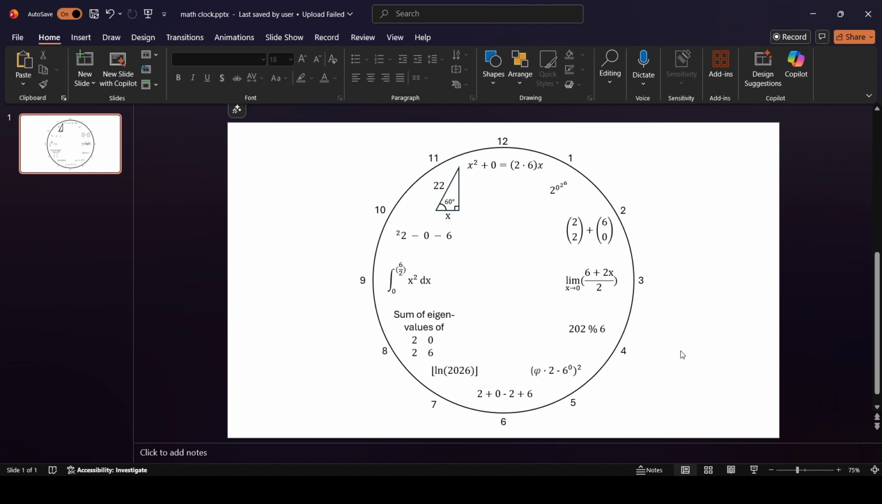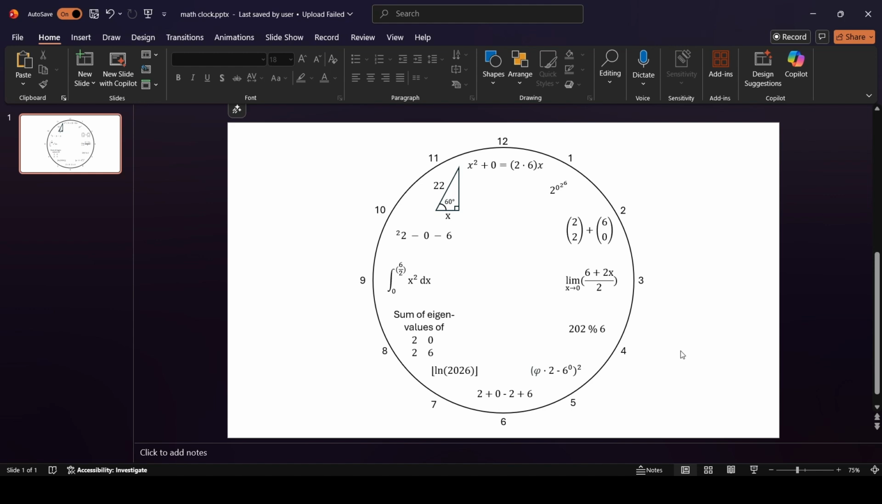For 9, this is a definite integral from 0 to 6 over 2 of x squared with respect to x. 6 over 2 is just 3, and then if you evaluate that integral, it's just 1/3 times 3 cubed, which is 27 divided by 3, which is 9. So evaluating that integral leaves you with 9.